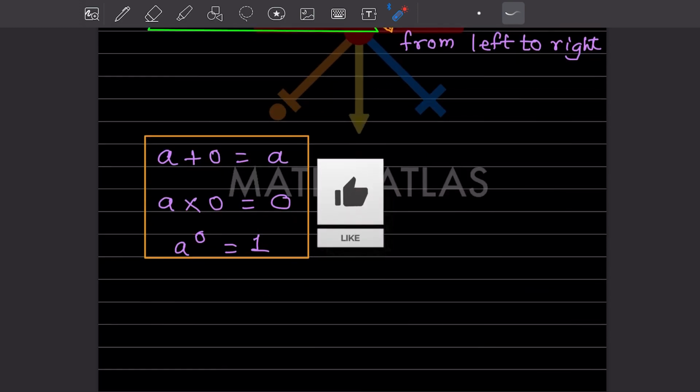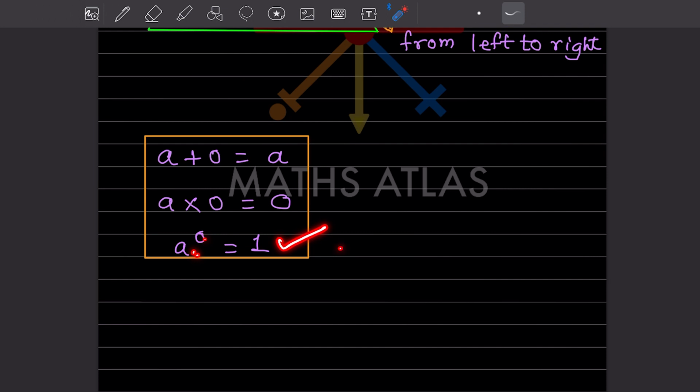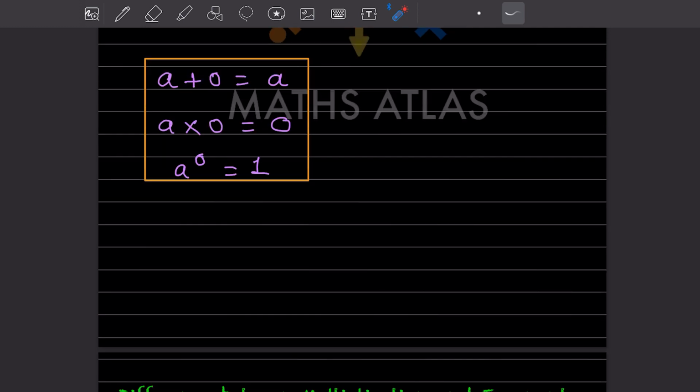So now look at here. A plus 0 is equal to A. And whenever you multiply by 0, A multiplied by 0, any number you multiply by 0 is always 0. And A raised to 0, this is one of the important laws. If I write here anything, 4 raised to 0, that is also going to be 1. Anything raised to 0 is going to be 1.